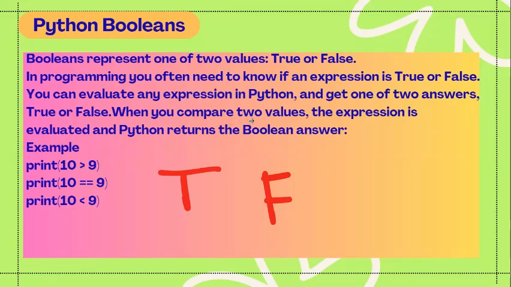When you compare two values, the expression is evaluated and Python returns the Boolean answer. For example, here we have 10 greater than 9. Print 10 is equal to 9. It will check if it is true, it will print true. If it is not true, it will print false. This only it will come.